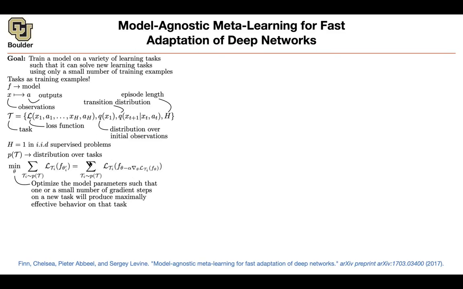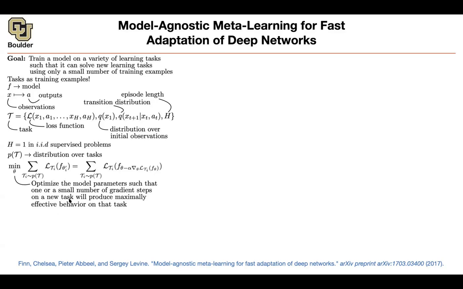But now you have an objective. It's a meta-learning objective that you are minimizing again. So you're taking gradients twice, one time here and then another time when you are minimizing this meta-learning objective. And it's exactly this observation that you want to optimize the model parameters such that one or multiple steps of your gradient descent on a new task will produce maximally effective behavior on that task. So basically your objective is to adapt really fast to new data, to be able to learn from few examples.